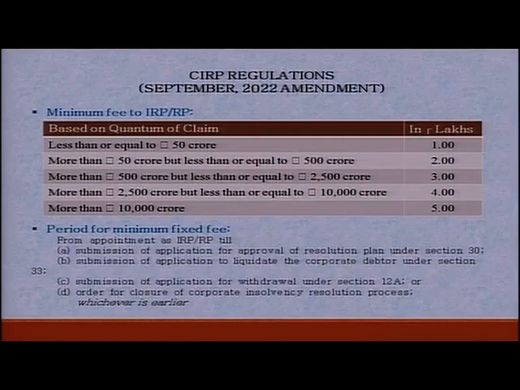This has been done basically to ensure that the process is a lot faster and smoother, because a lot of valuable time is wasted in negotiating fees between the resolution professional and the creditors of the corporate debtor. So the IBBI has provided a sort of guidance that a minimum floor rate has been set, and beyond this also, if the creditors feel so, based on the agreement entered into between the resolution professional and the creditors, a greater fee can also be paid. But a minimum fee has been set.